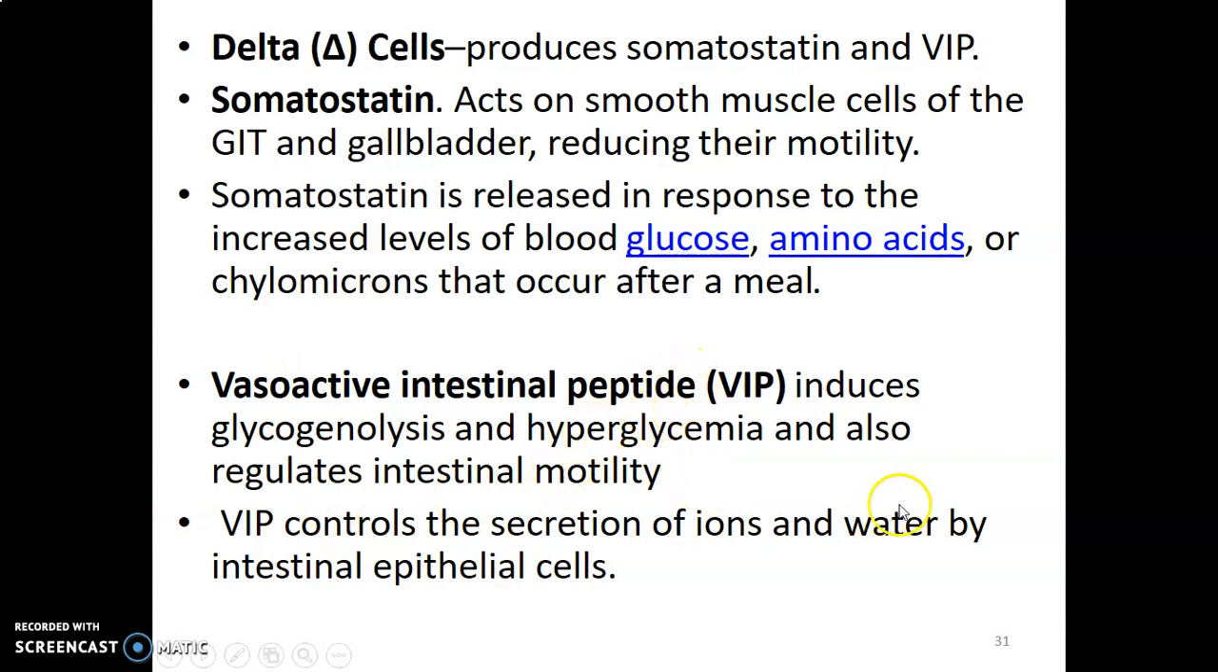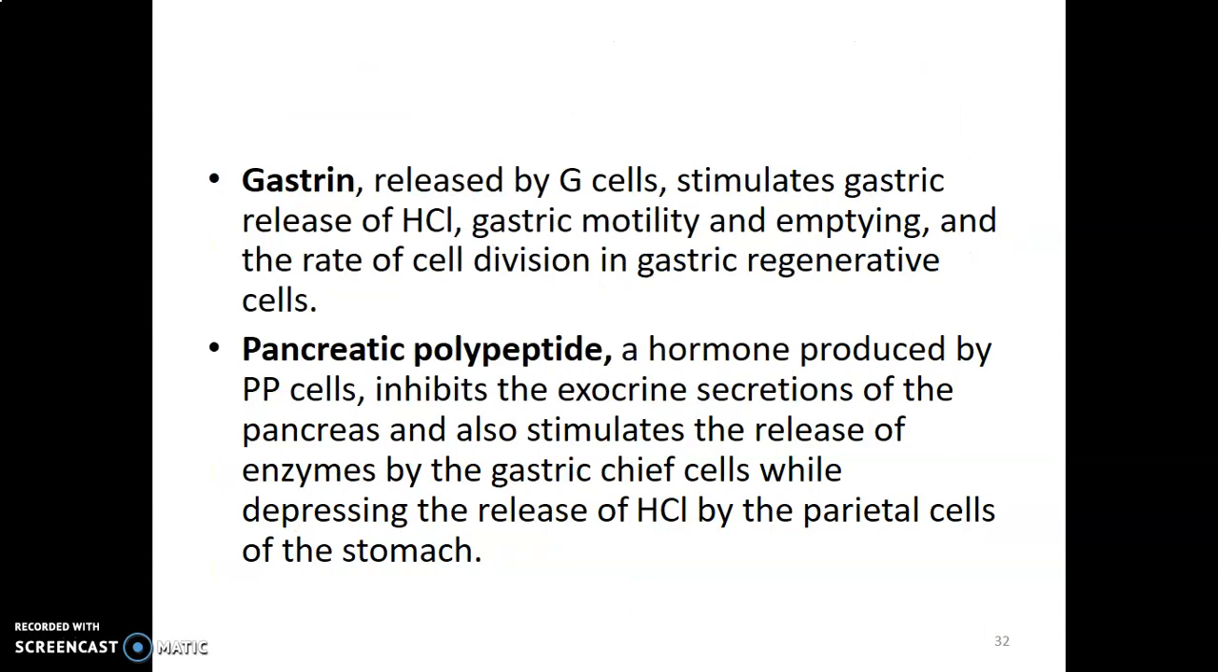Vasoactive intestinal peptides also induce glycogenolysis and hyperglycemia, and they also regulate intestinal motility. So VIP controls secretion of ions and water by intestinal epithelial cells. How VIP and somatostatin function, how the two of them function, will again be explained in your physiology lecture. So when you cover physiology of GIT, remember to pay attention to that and ask your questions in class on how these hormones work in detail.